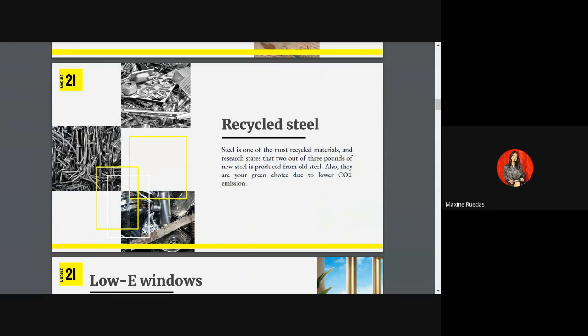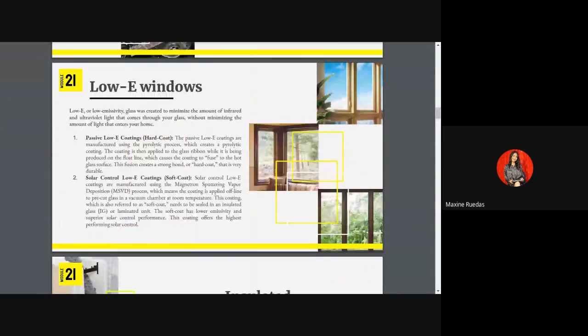Next would be the low E windows. So low E or low emissivity glass was created to minimize the amount of infrared and ultraviolet light that comes through your glass without minimizing the amount of light that enters your home. So we have two kinds. We have the passive low E coatings, the hard coat, and the solar control low E coatings, soft coat.